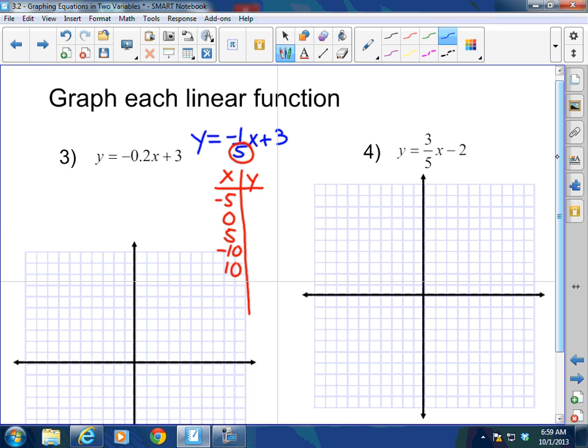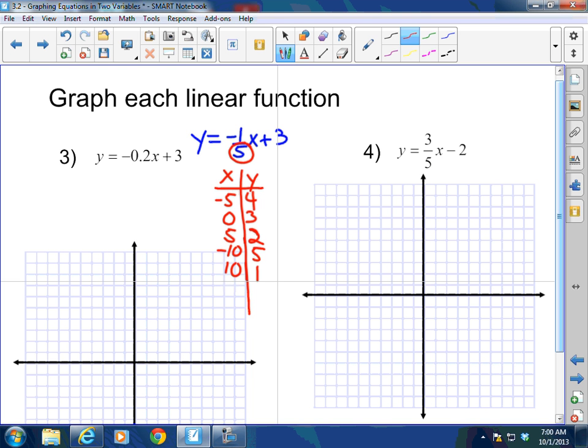Let's see how it works. Negative 1/5 times negative 5 is positive 1. Positive 1 plus 3 is 4. When x is 0, negative 1/5 times 0 is 0, plus 3 is 3. Negative 1/5 times 5 is negative 1, plus 3 is 2. Negative 1/5 times negative 10 is going to be positive 2. Positive 2 plus 3 is 5. And when x is 10, you've got negative 2 plus 3, which is 1.